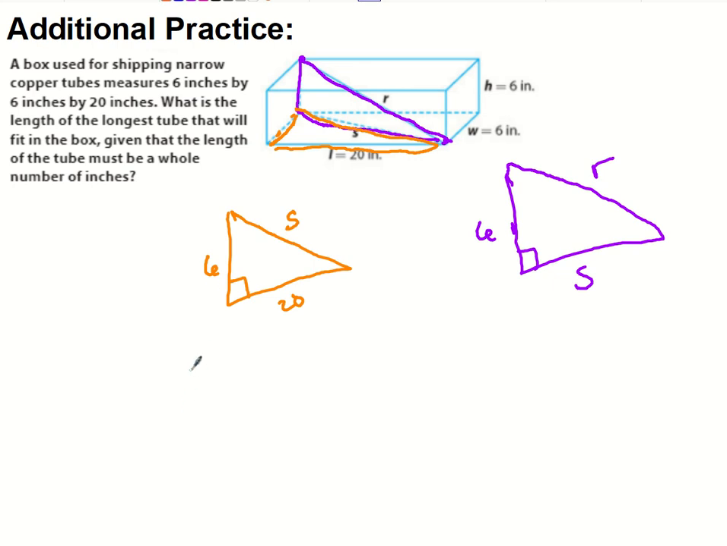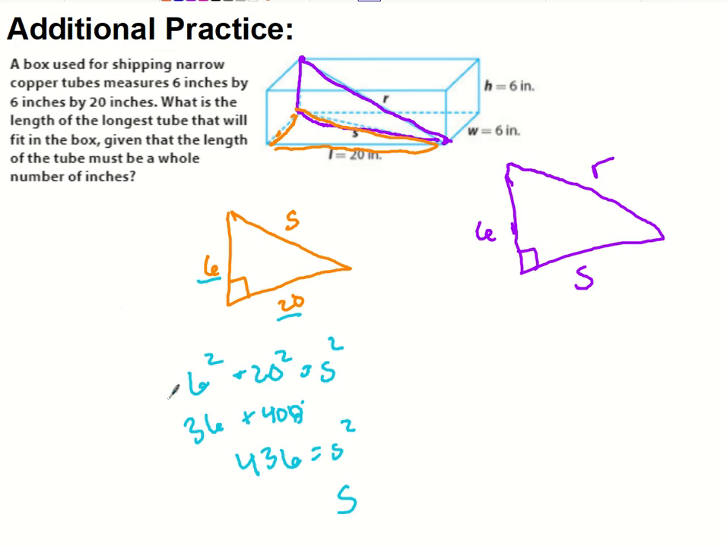Okay, so it's a squared plus b squared equals c squared, or leg squared plus leg squared equals hypotenuse squared. Well, my two legs are 6 and 20. So that's 6 squared plus 20 squared, and all that is equal to my side length S squared. Well, that's 36 plus, that's 400, sorry. My pen slipped. They gave me 436. So that means to find S, I need to find the square root of 436.